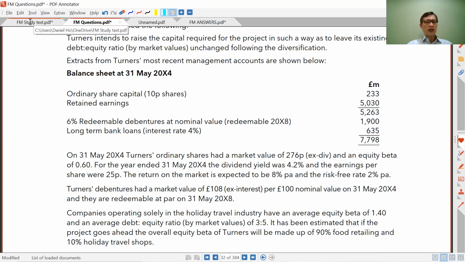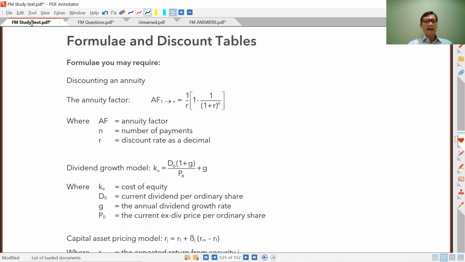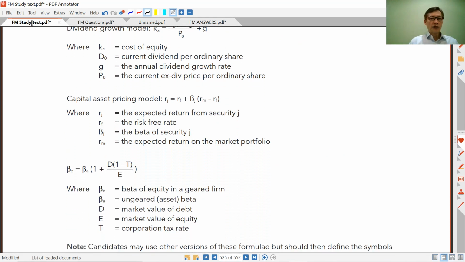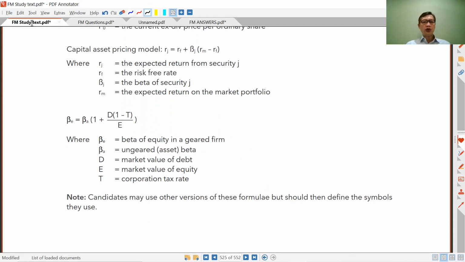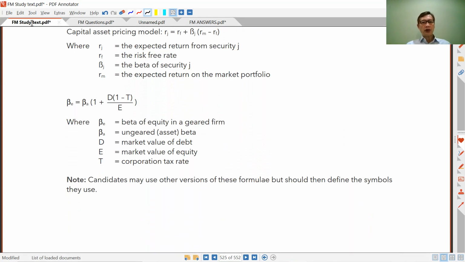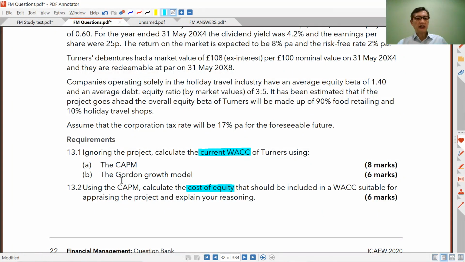So if you look at the formula, this is the formula given in the exam. Basically this question will touch on all these formulas and the discount table. For those formulas, if the symbol is used, then there's no problem. If you want to use a new formula, you have to explain the symbol. So we will stick to these formulas here and use the symbols as stated here.